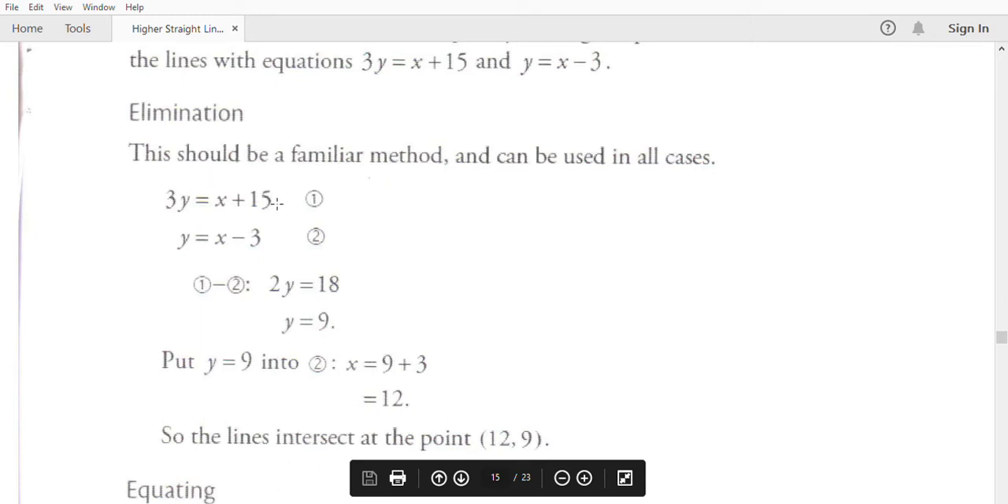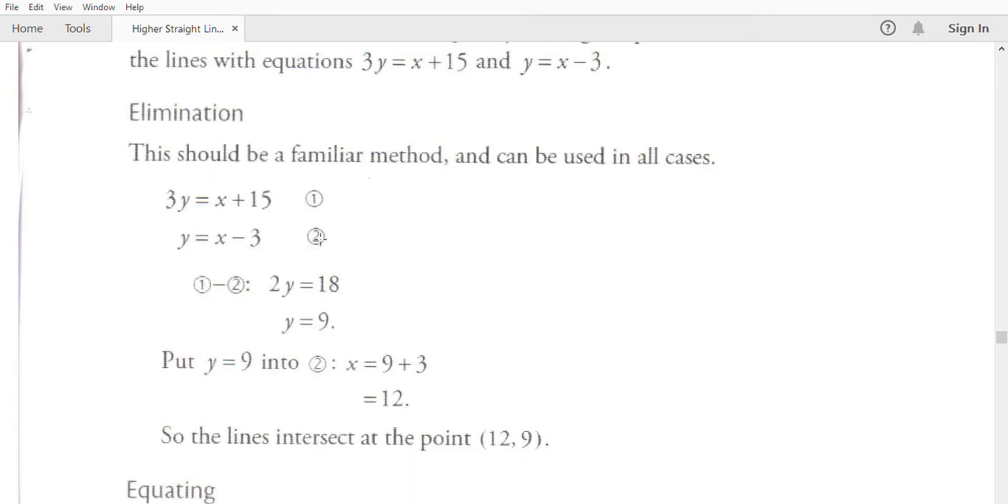So set them up, call them 1 and 2. Please name them. Call them 1 and 2. Don't just leave that part blank. And then say what we're doing on the next line. So here we're doing 1 subtract 2, so 3y minus y equals 2y. X minus x is 0, which is why we're subtracting. If I'd done 1 plus 2 there, I would not eliminate the x terms. Okay, so we're trying to eliminate either x or y.